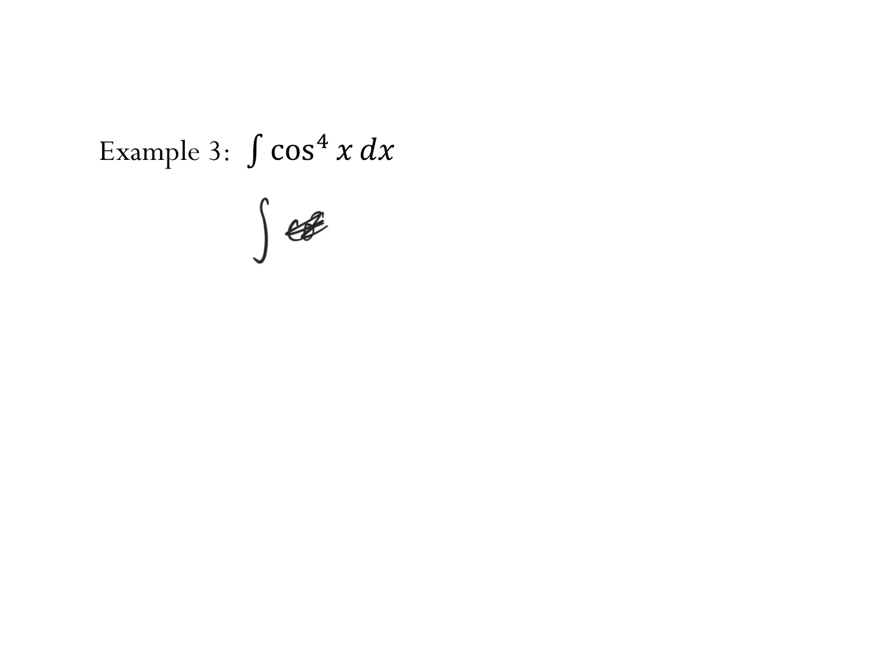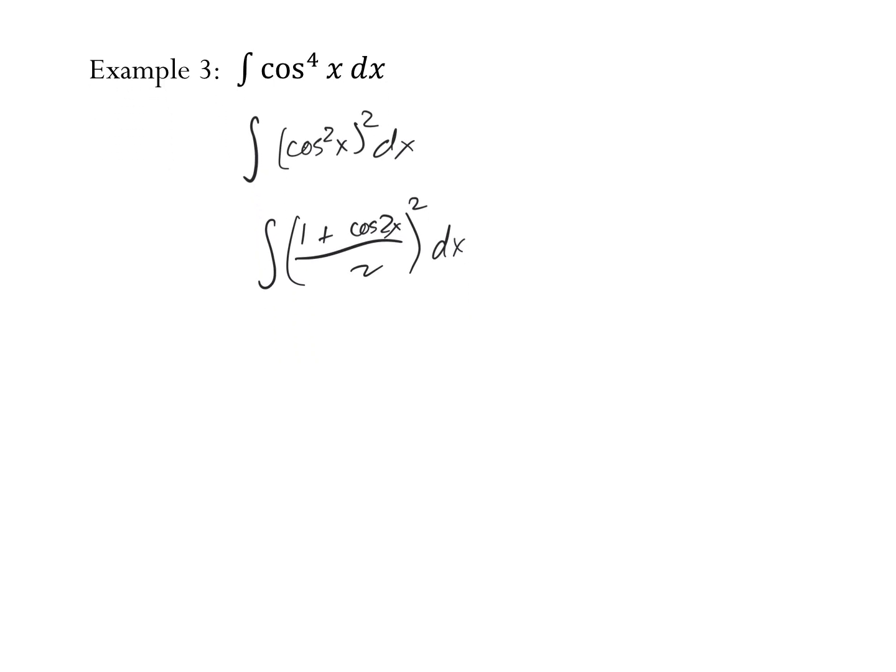So reduce that fourth power. I'm going to rewrite this as cosine squared of x, squared, dx, which is 1 plus the cosine of 2x over 2, the quantity squared, dx. Everybody good?